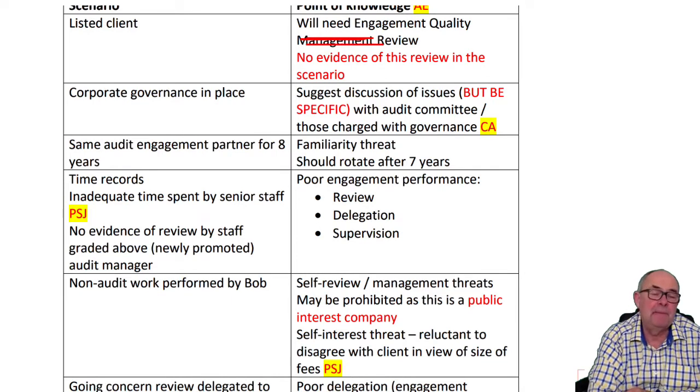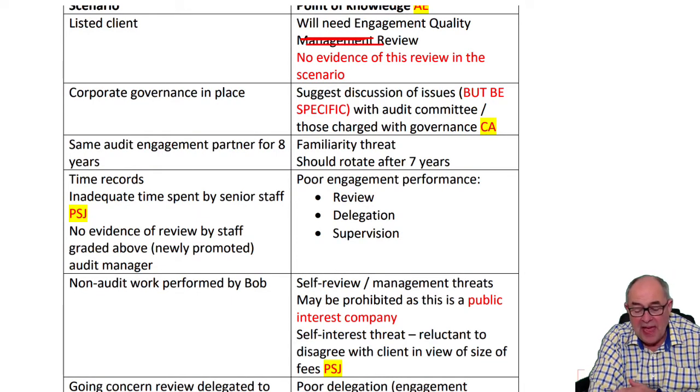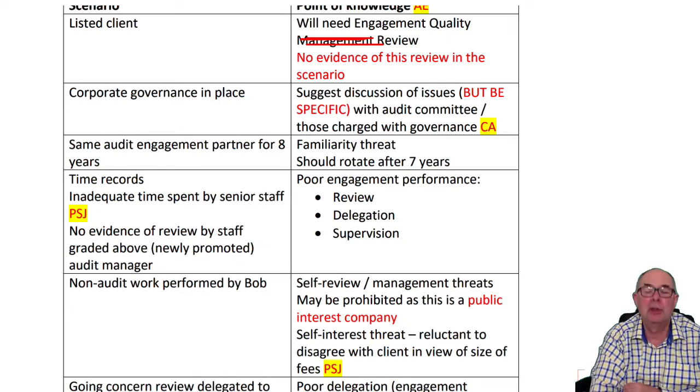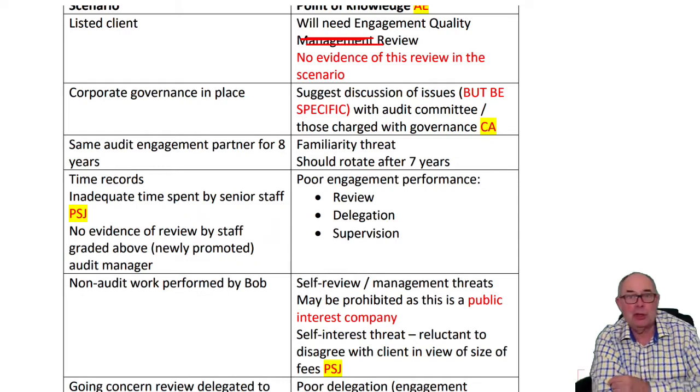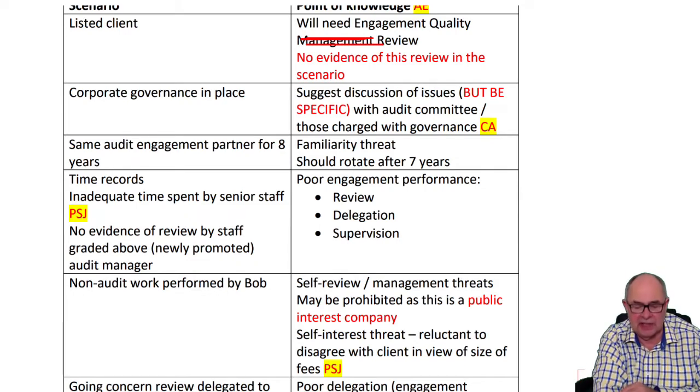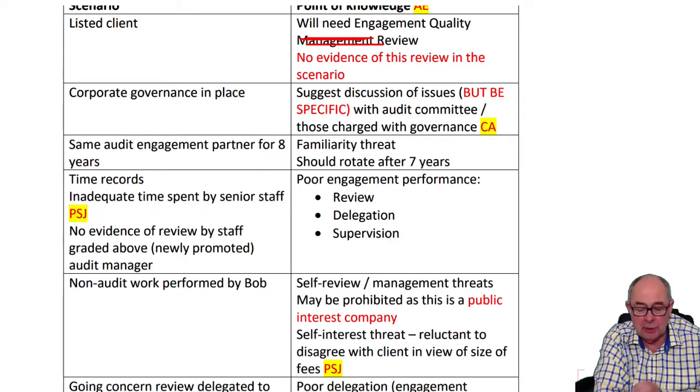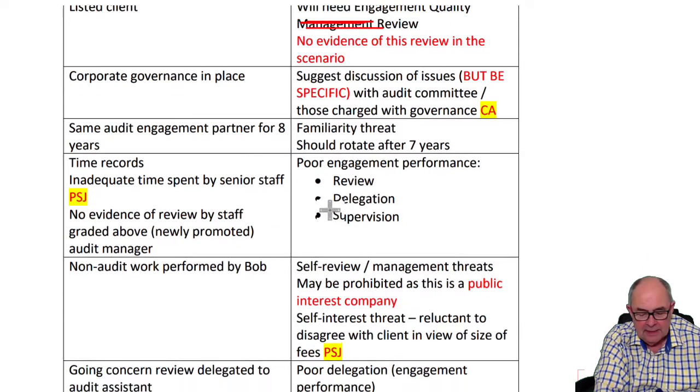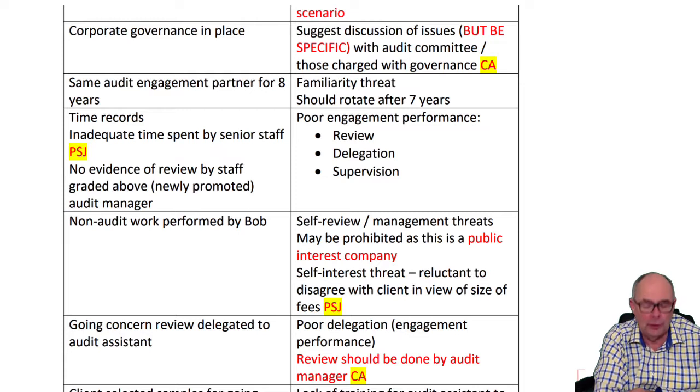Corporate governance is in place, it says, and therefore a very good action when appropriate is to discuss things. You can either say with those charged with governance or with the audit committee. That shows to me commercial acumen, but make sure you're specific about what you're discussing. So don't just say discuss things, pick up a specific issue that would need discussion with them, whatever it happens to be. Very straightforward point that you'd all get right.